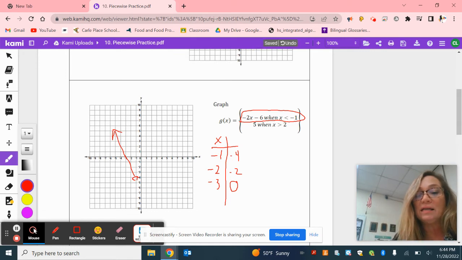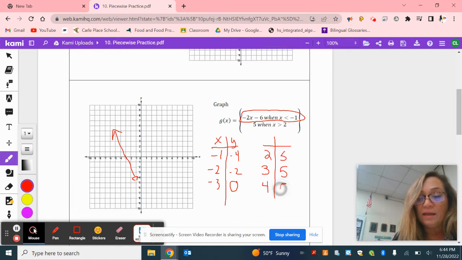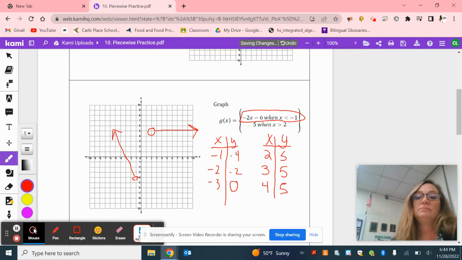Okay, so now it says g of x is equal to 5. So that means that no matter what x is, y is going to be 5. And hopefully you remember that that's a horizontal line. So I'm going to go to 2, comma 5, and I'm going to make an open circle. And that's going to be a ray. Two pieces.